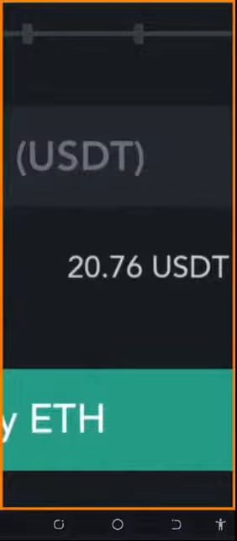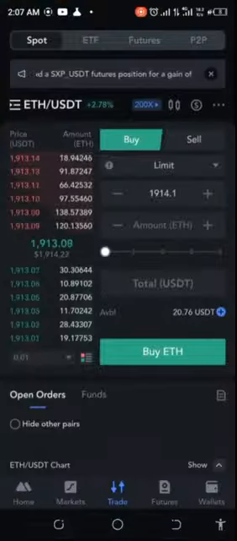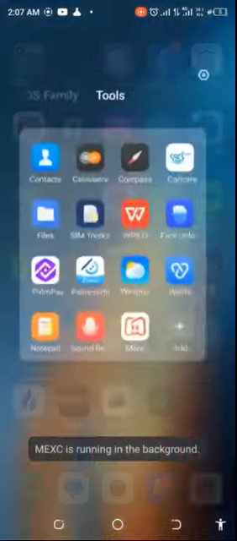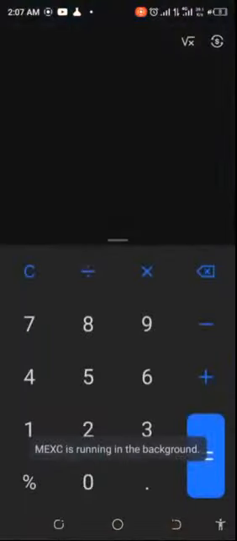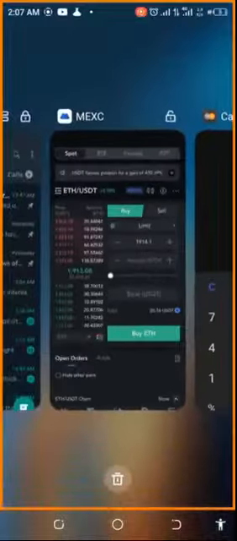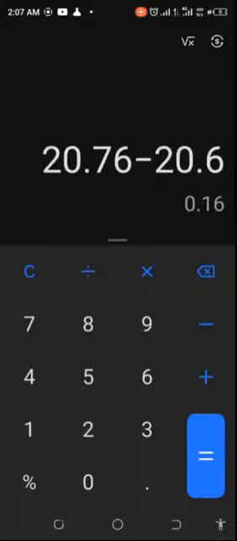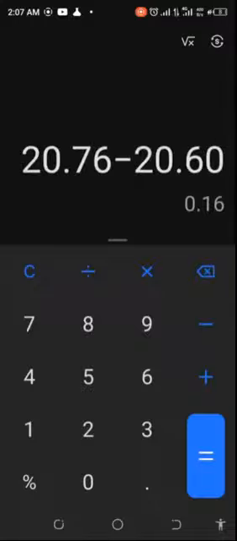20.76 USDT? That means, don't forget that we started out with 20.60, even though it only picked up 20.59. So let's go to our calculator and do the mathematics. So what that means is that 20.76, am I correct? 20.76, yeah, minus 20.60: 16 cents. Yeah, it wasn't exactly so fantastic, but it's something.